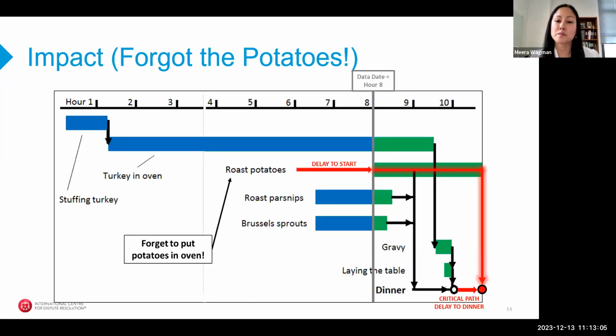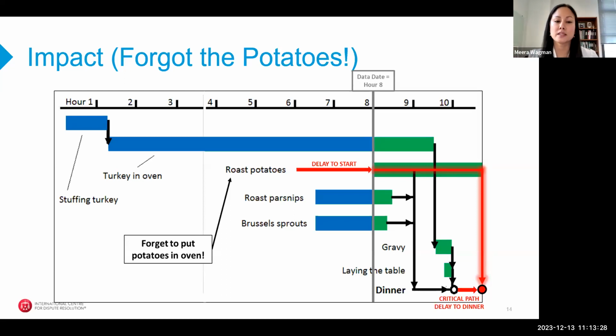Now, what happens if you forgot to put the potatoes into the oven? What happens if you have an impact? Your turkey is still cooking on time, still set to come out at hour 9.5, but you forgot to put in your potatoes. So you have a delay to the start of your potatoes, but your potatoes are still going to take 3 hours to cook. So now that has shifted and has pushed the critical path into hour 11.